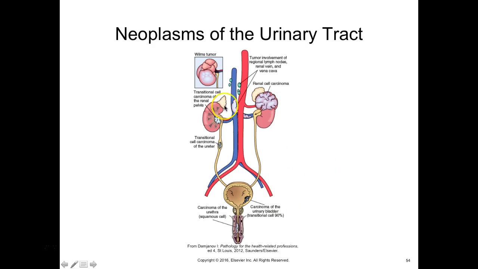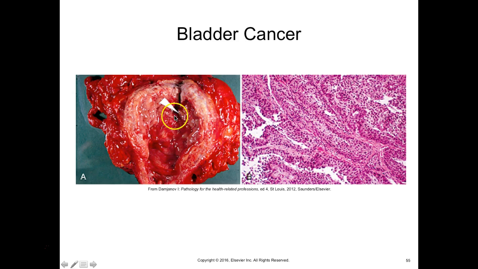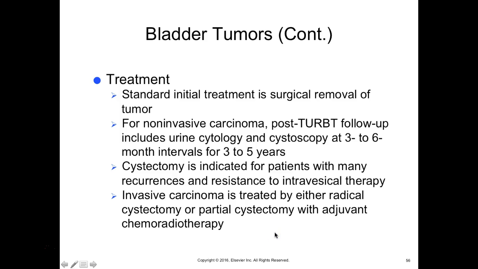So this is just showing you a Wilms tumor. This is renal cell carcinoma, and these are tumors of the bladder and the other layers of the epithelium and endothelium. So here's bladder cancer, and this is it at the microscopic level. All right, bladder tumors. Standard initial treatment is surgical removal of the tumor.